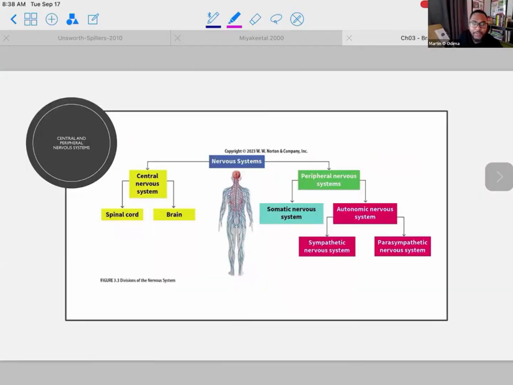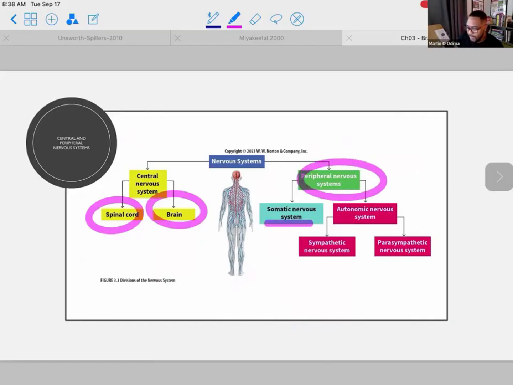Our nervous system can be divided into two parts. There's the peripheral nervous system and the central nervous system. So the central nervous system is made up of the spinal cord and the brain, which I just talked about. And the peripheral nervous system is made up of the somatic nervous system and the autonomic nervous system. And I'll explain those different parts.